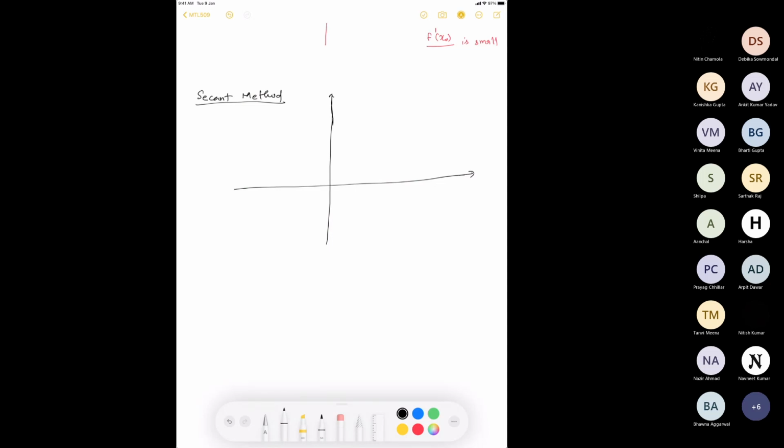So let's take a function f(x). Suppose this is the graph of the function y = f(x). In the Newton-Raphson method, what were we doing? We took an initial guess, x0, and then we considered the tangent line at (x0, f(x0)), and that we considered as an approximation of the function f, and we took the root of that line, right?